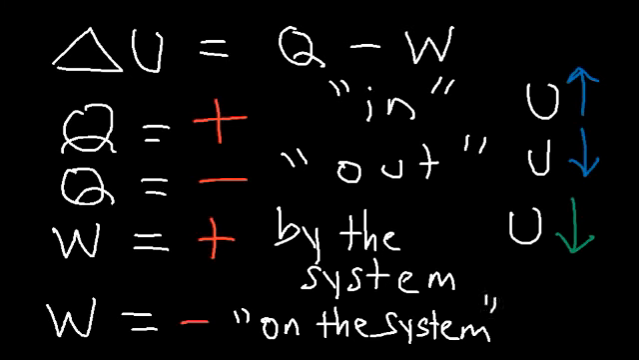A good example is if you compress a gas. And let's say the system is the gas. Work is being done on the system. The internal energy will increase. Now, if the gas expands, then it's doing positive work. And so its internal energy decreases.